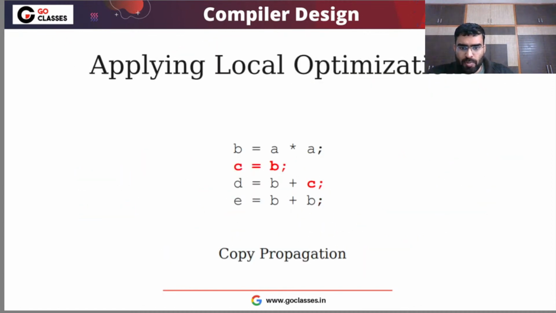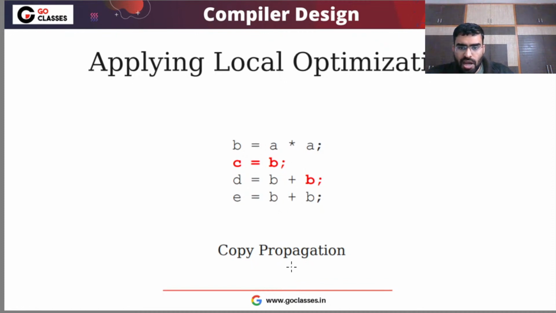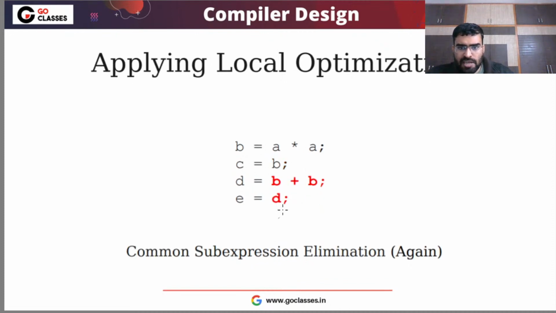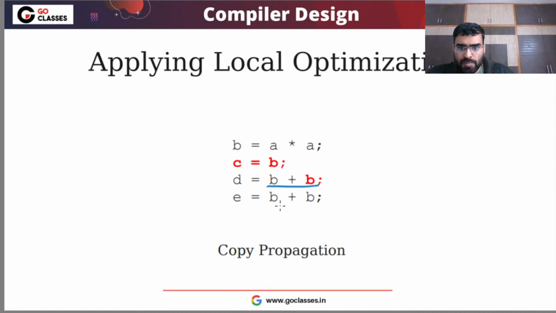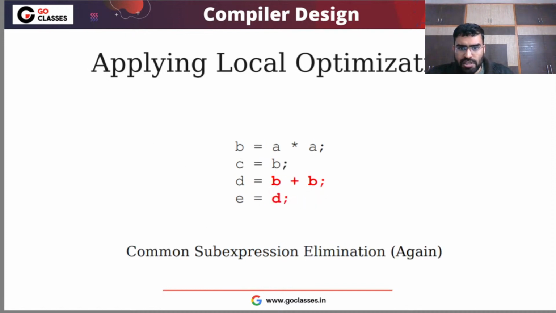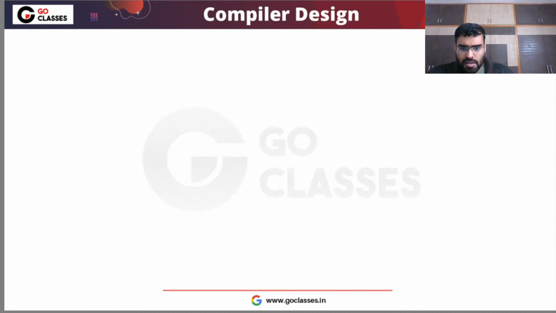So this is your copy propagation. Finally, now you can apply common subexpression elimination again, because of b plus b. So you can create common subexpression elimination again, and this is what you are going to get. Does anyone have any doubt? Let me know. So these are the optimizations.